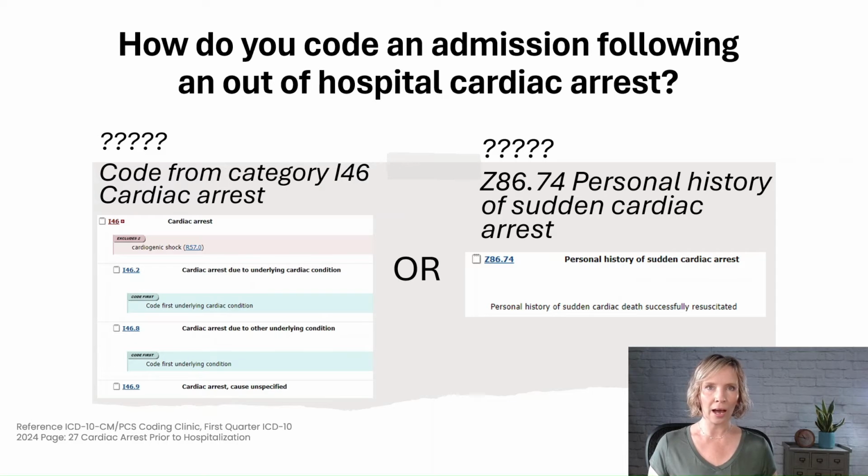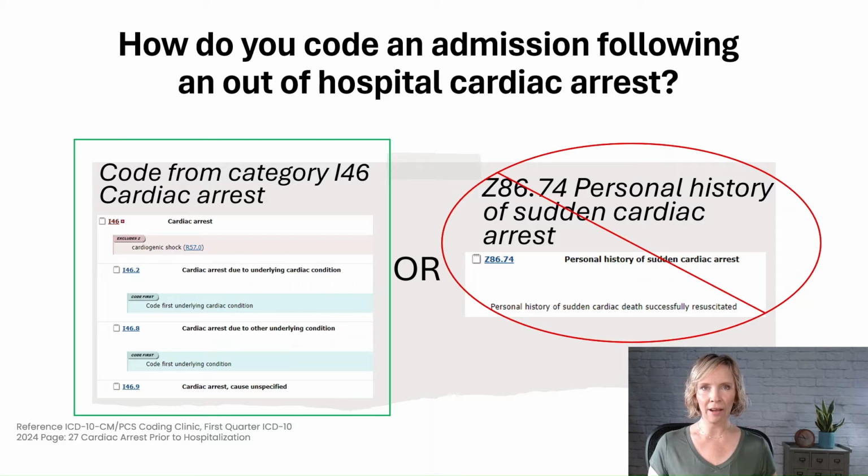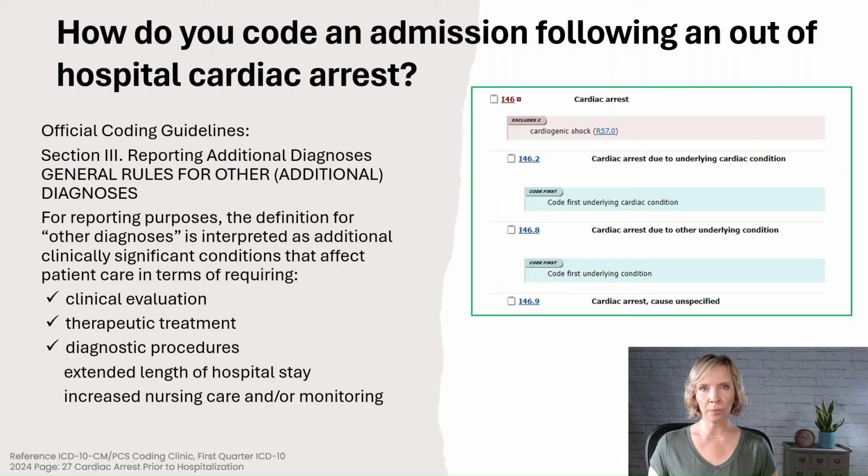Should a code from category I46 cardiac arrest be assigned? Or should code Z86.74 personal history of sudden cardiac arrest be used since the cardiac arrest has been resolved? According to Coding Clinic, a code from category I46 cardiac arrest should be assigned rather than the history code since the patient is receiving continued care for the cardiac arrest. The cardiac arrest meets the definition of a reportable secondary diagnosis because it requires clinical evaluation, therapeutic treatment, and diagnostic procedures. This advice applies regardless of the location of the cardiac arrest or whether the patient was successfully resuscitated.